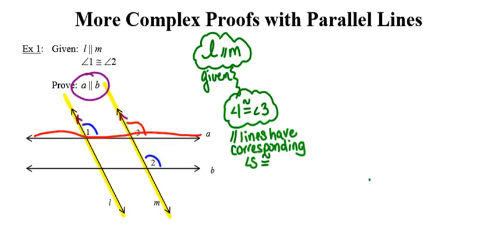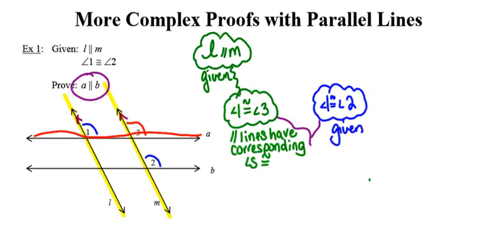But we also know, because it's given to us, that angles 1 and 2 are congruent. And if angle 1 is congruent to angle 3, but it's also congruent to angle 2, we can put the green statement and the blue statement together. And we know now that angles 2 and 3 are congruent. And that's by the property of substitution, when equals are substituted for equals.